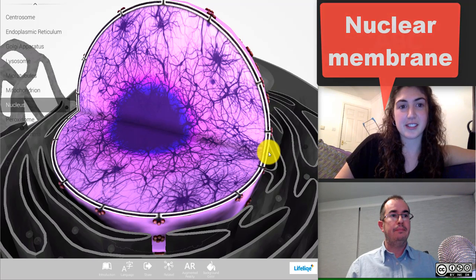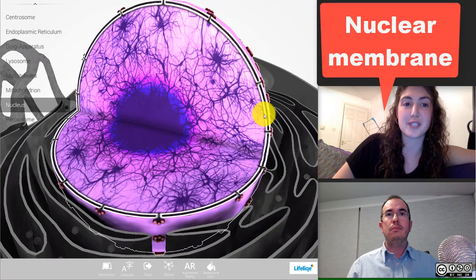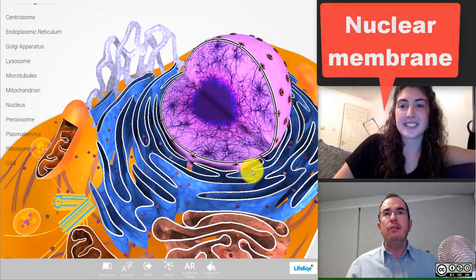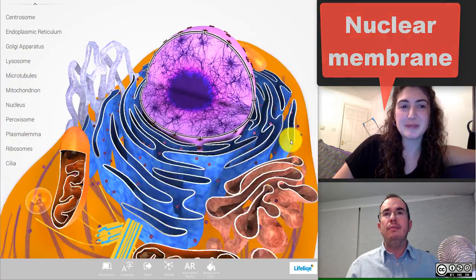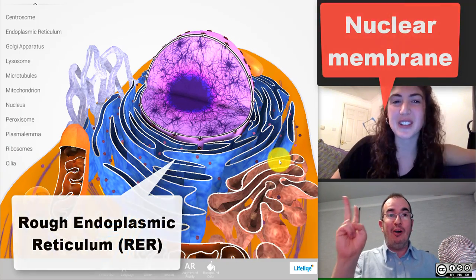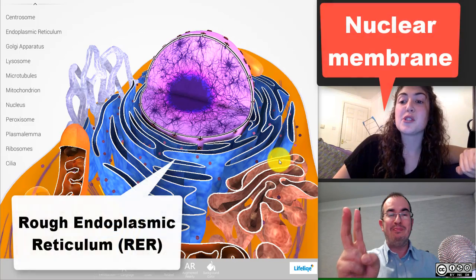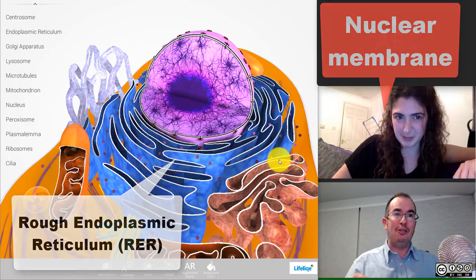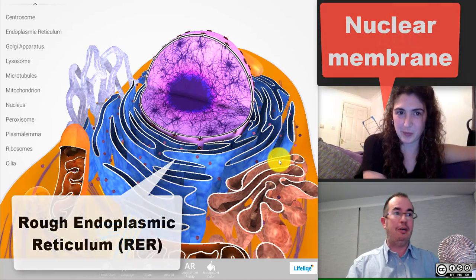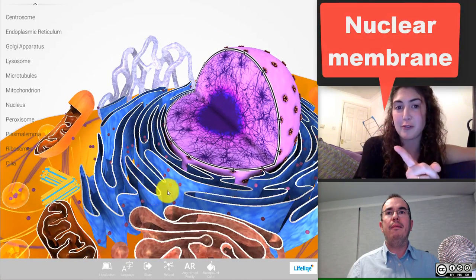Perfect. Okay, so this is a covering formed by two membranes, and that connects with the endoplasmic reticulum. Reticulum endoplasmático, rugoso y liso. Rough endoplasmic reticulum, and smooth. Smooth, liso, because there are no ribosomes on it. So the external membrane is covered with ribosomes in the rough one.